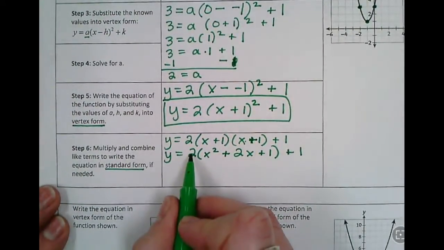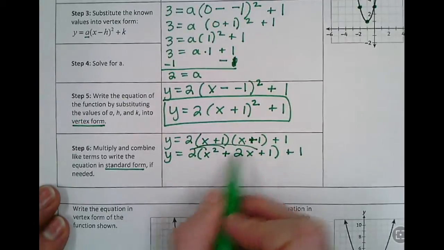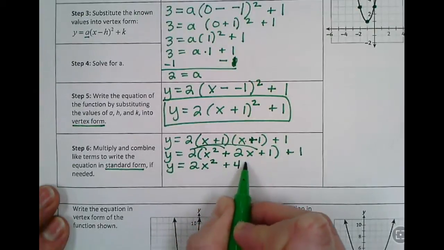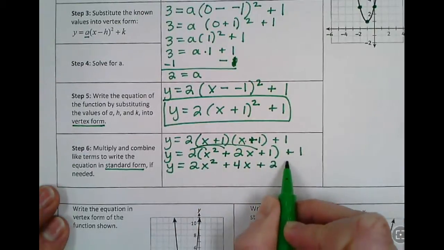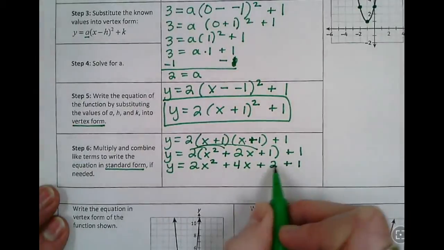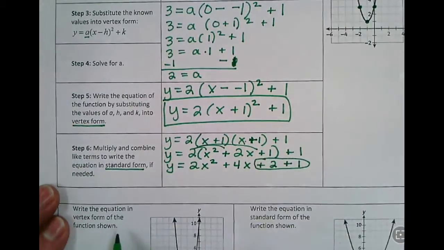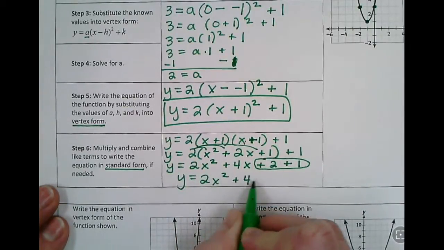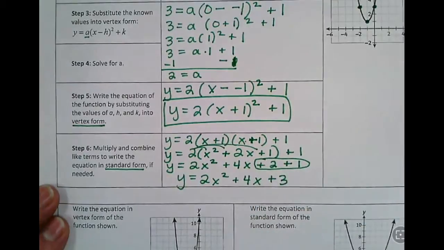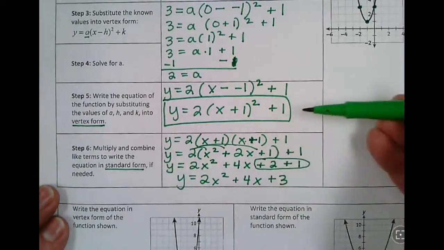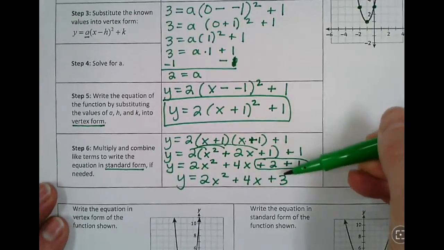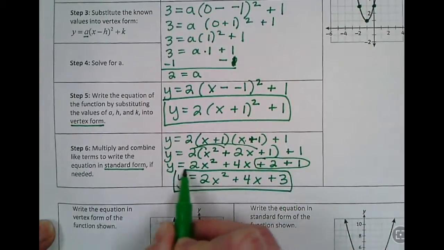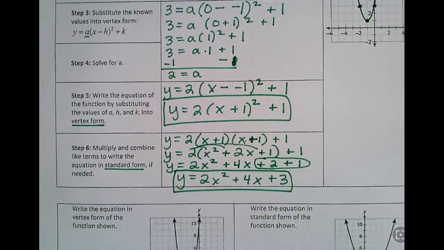Next, I'm going to distribute my 2 to all of these terms. So I have y equals 2x squared plus 4x plus 2 plus 1. And last, I can combine those like terms. Y equals 2x squared plus 4x plus 3. So I got my vertex form multiplied out to standard form. Okay, working on the next one.